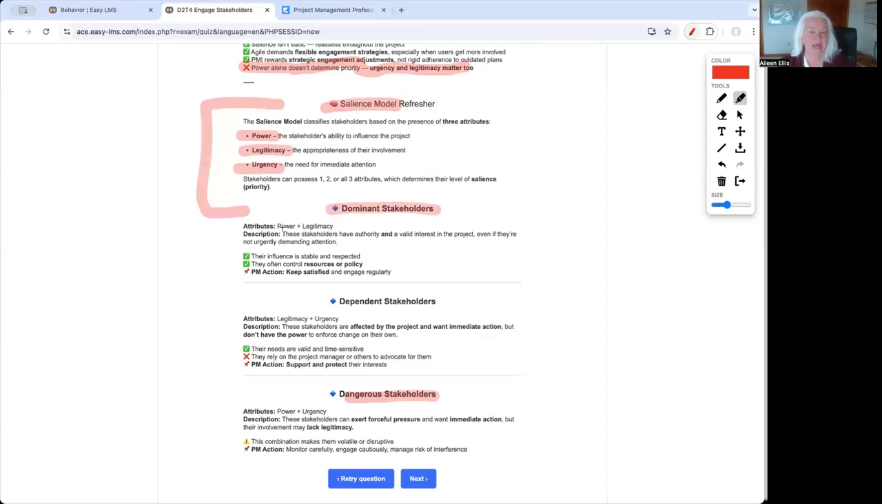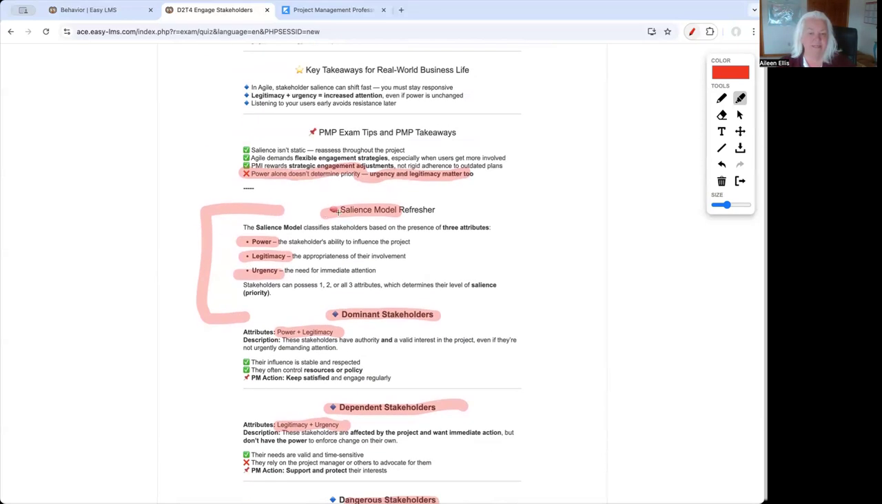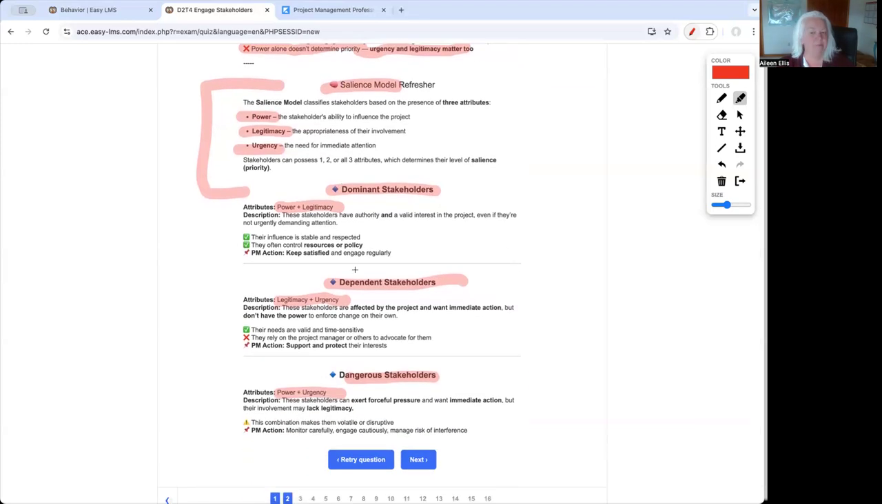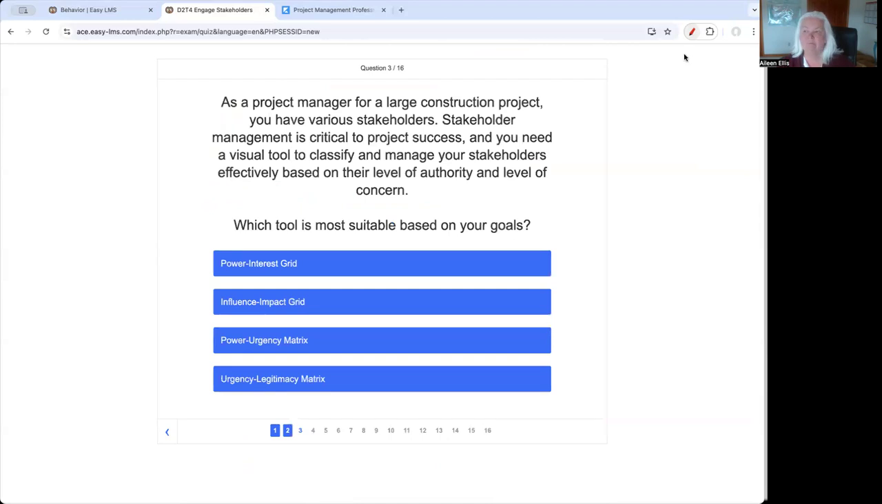Dominant stakeholders have power and legitimacy, but maybe no urgency. Dependent stakeholders have legitimacy and urgency, but maybe no power. Dangerous stakeholders, that was a wrong answer, have power and urgency, but maybe no legitimacy. Make sure you know the salience model, these three terms, and then make sure you understand dominant versus dependent versus dangerous stakeholders. One more question.